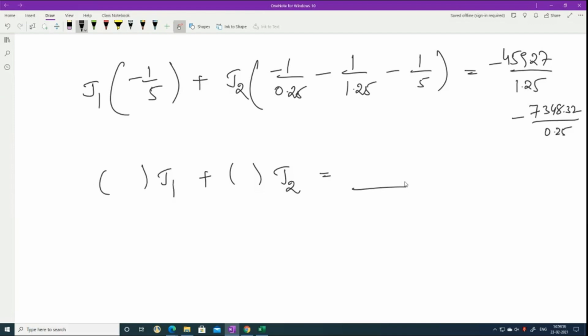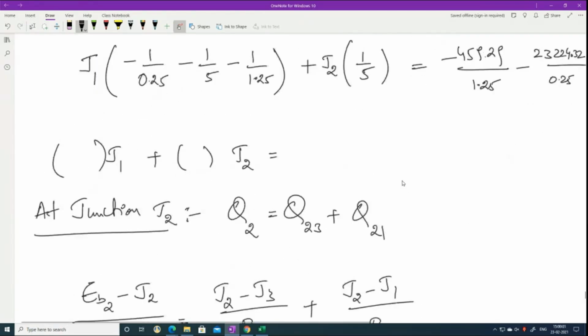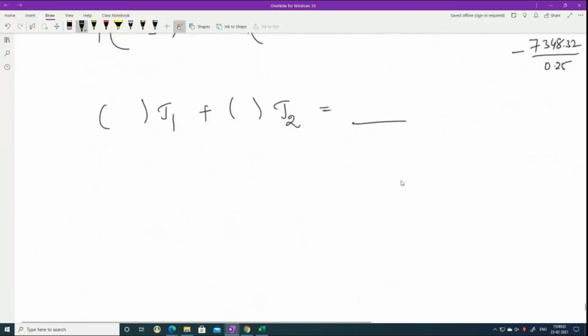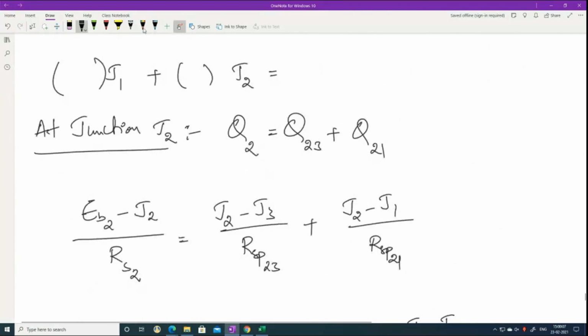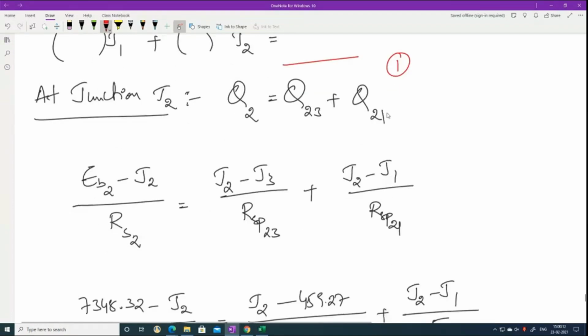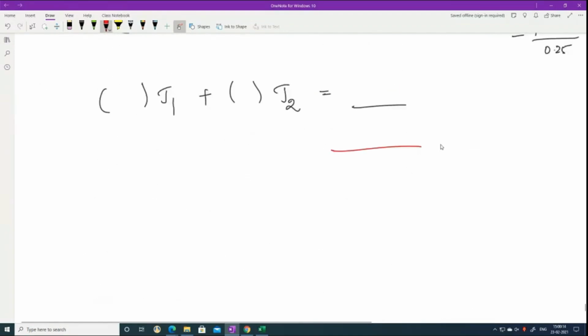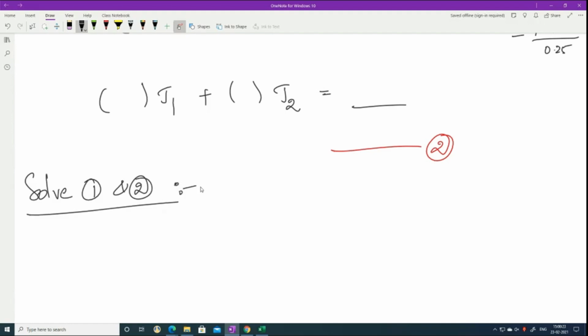Is anyone not doing it? So you have to get these equations. This equation will be equation 1. This equation will be equation 2. Then you have to solve 1 and 2. Solving 1 and 2, you will get the values for J1 and J2.